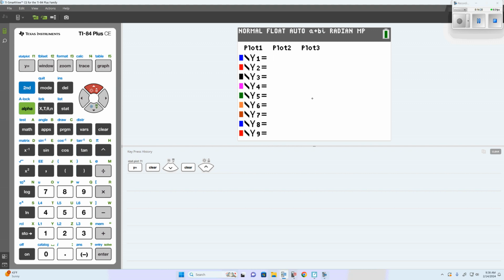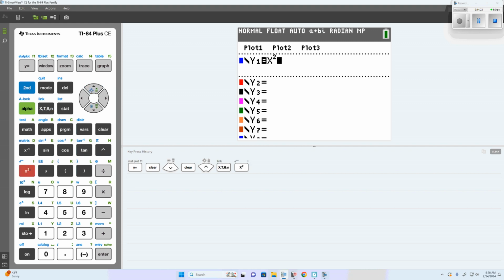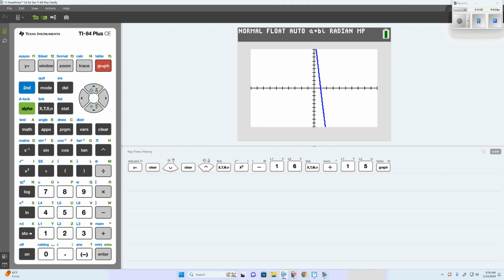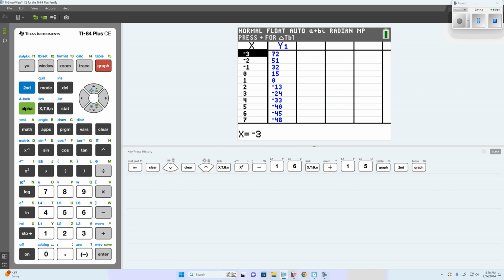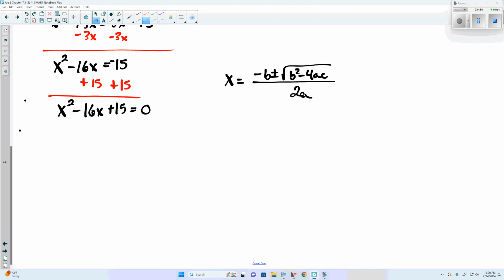Because we could graph it. We can type in the graphing calculator x squared minus 16x plus 15. Because when we graph it, we're trying to see what values of x make the y value be 0. Well, it does give us one of them. Here, second graph. And one of our values is 1. So we can come back over here and say x is equal to 1.